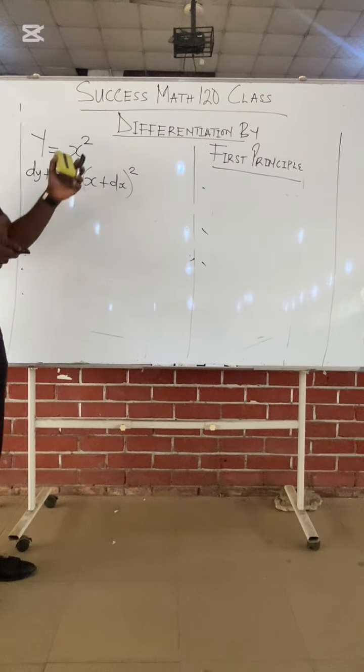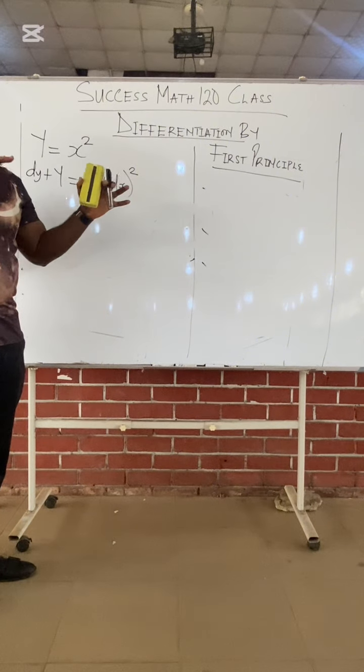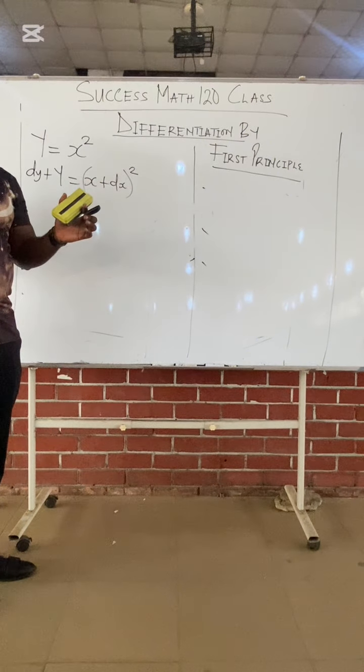So if x was carrying a cube, like raised to power 3, what will you do? Clean the cube first and add the x. Bracket it, then return back the cube. Class, are you following?